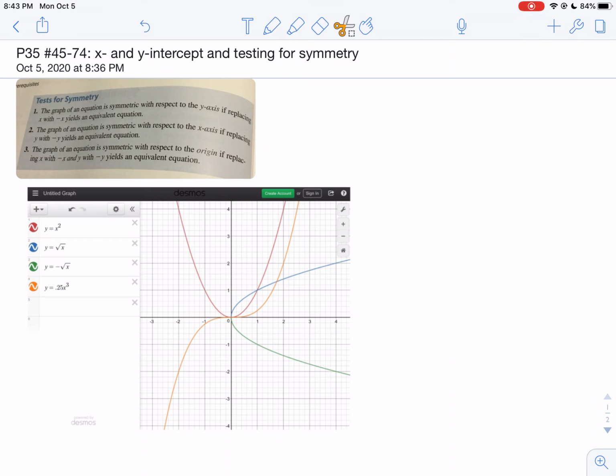So we will skip that part, but starting with page 35, numbers 45 through 74, they are talking about the x and y-intercepts and testing for symmetry. So I'm going to show you how to do that, okay? So first of all, let's talk about the x and y-intercepts.